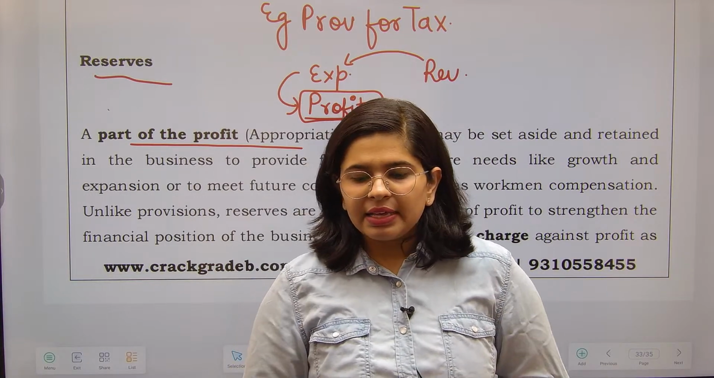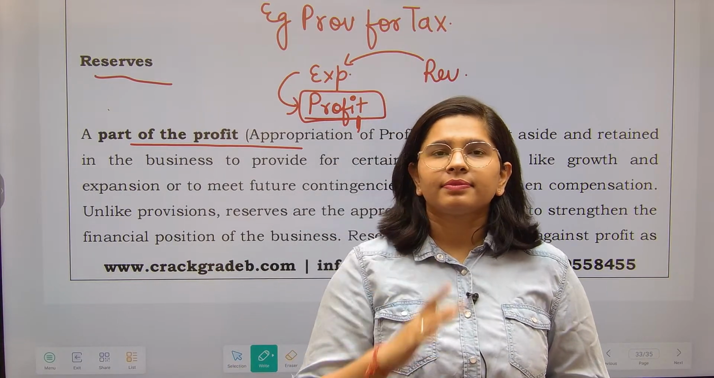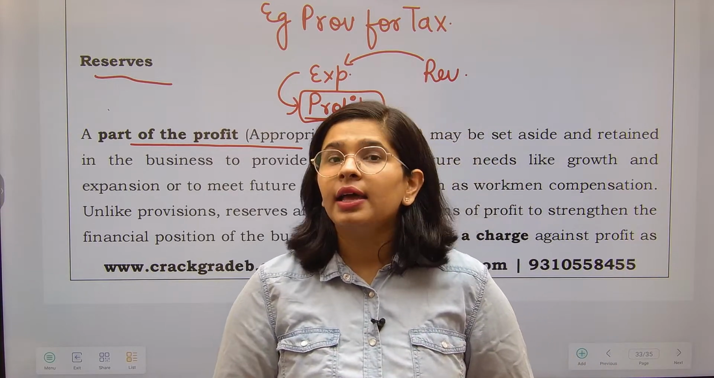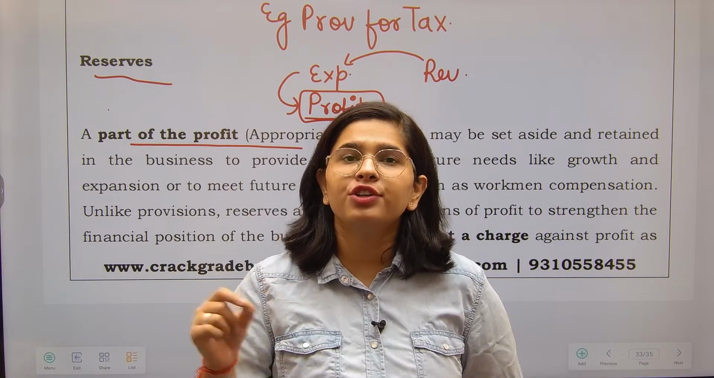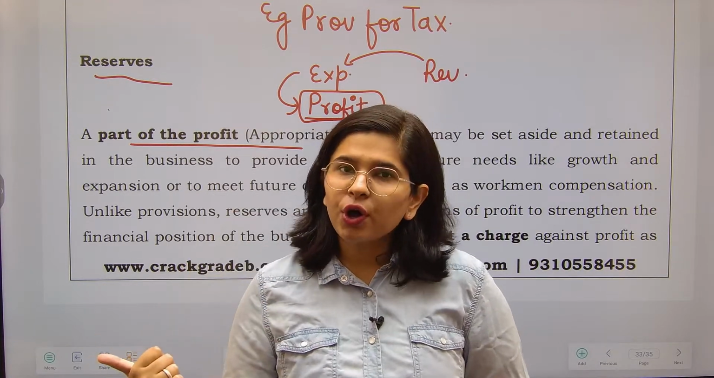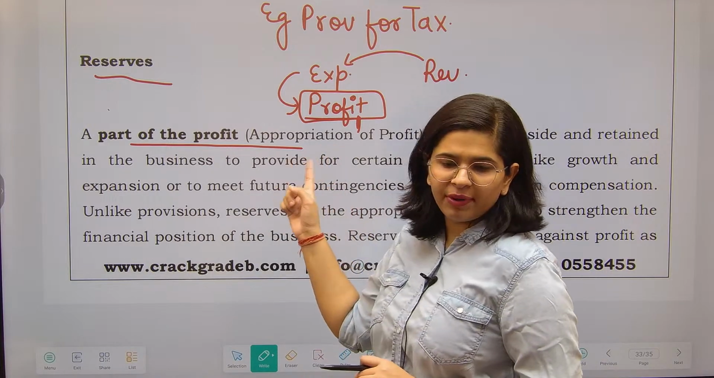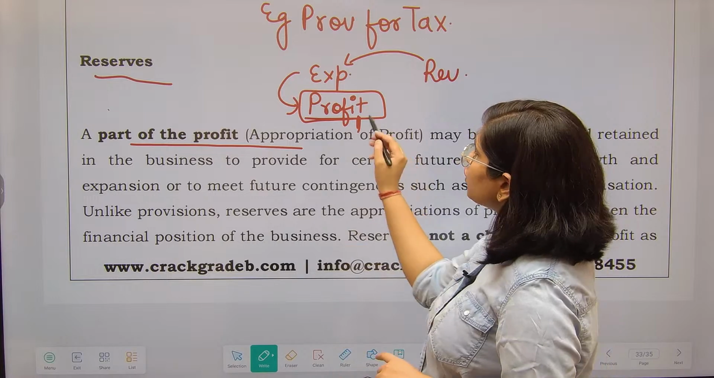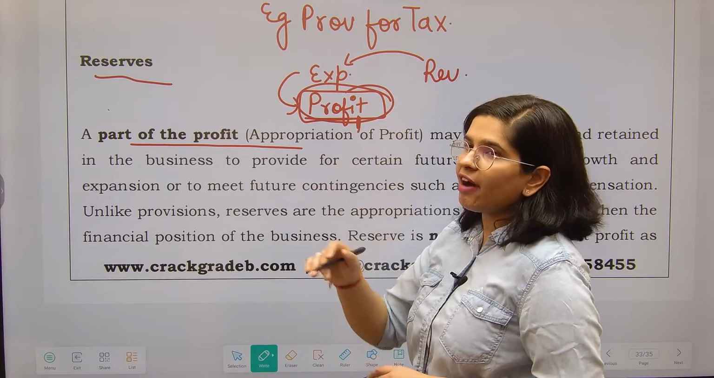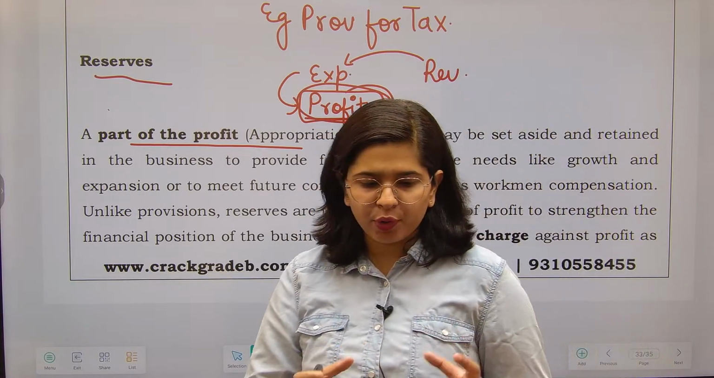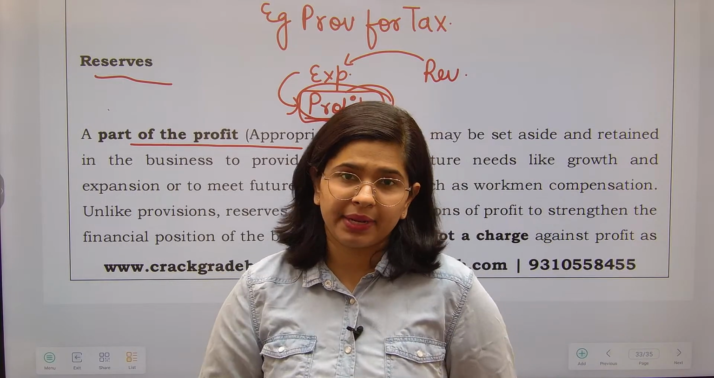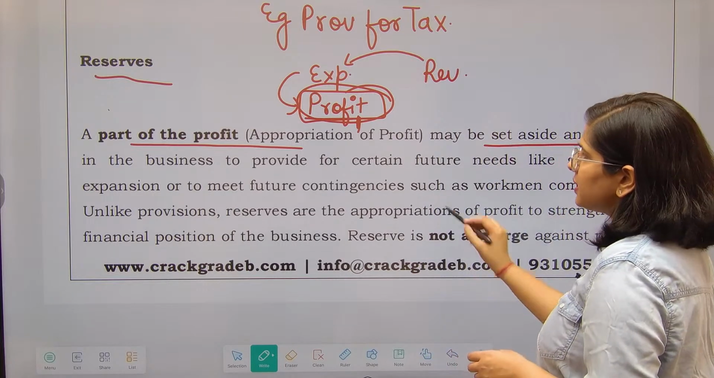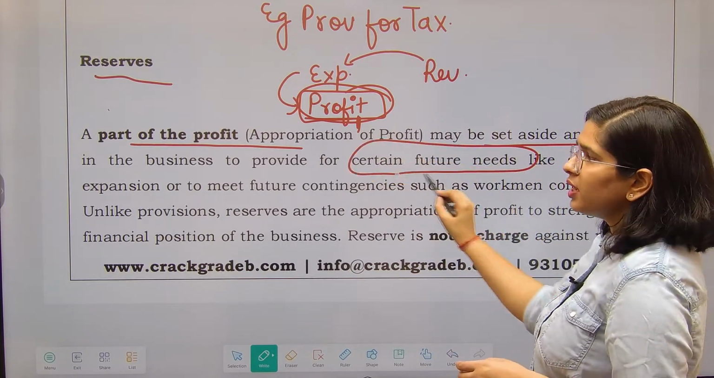So the next thing is your provisions. Provisions are called what? Provisions are called a charge to profit. Charge to profit and appropriation of profit, both the things are different, right? Appropriation of profit means what? Once you have calculated your profit, after that an amount has been appropriated, kept separately. Next thing is, it may be set aside and retained in the business to provide for certain future needs.